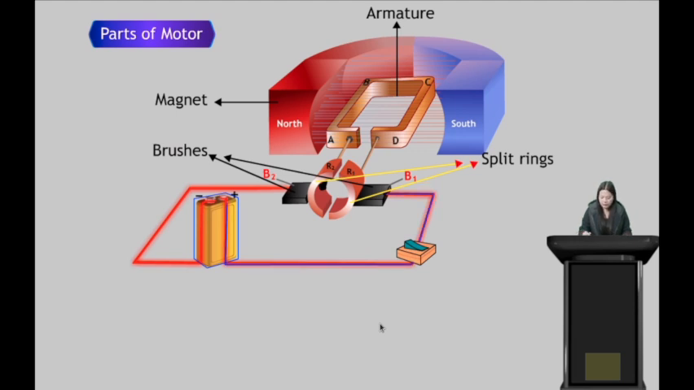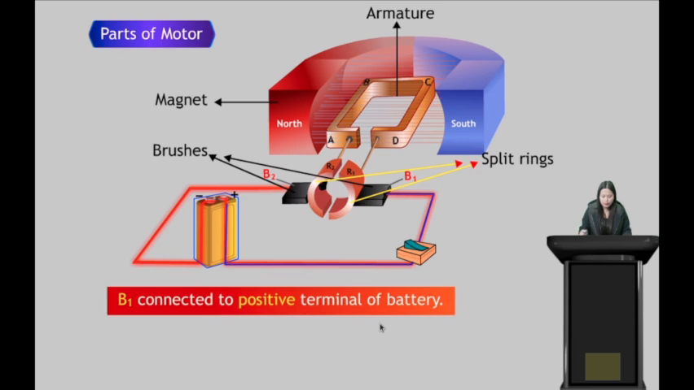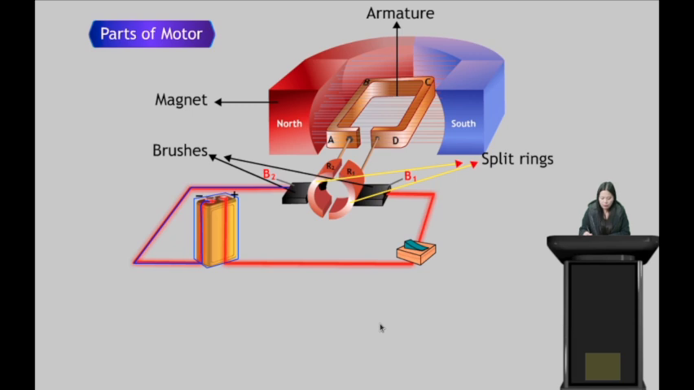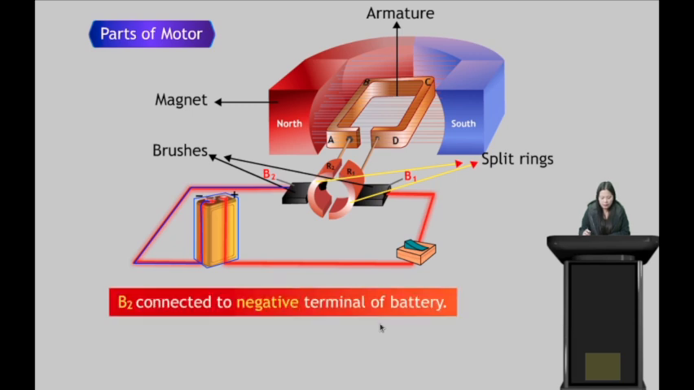Now in this case we see that brush B1 is connected to the positive terminal of the battery, and brush B2 is connected to the negative terminal of the battery.